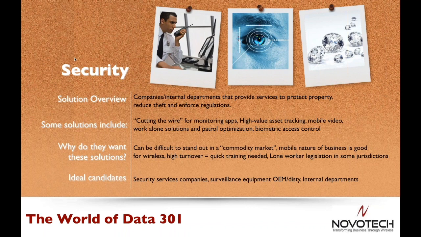In addition, cellular connections are enabling things like mobile video and even mobile access control, especially things like biometrics, allowing people to use their fingerprint. The information is sent across the internet to verify they indeed are who they say they are, and then they are allowed access at a remote site.